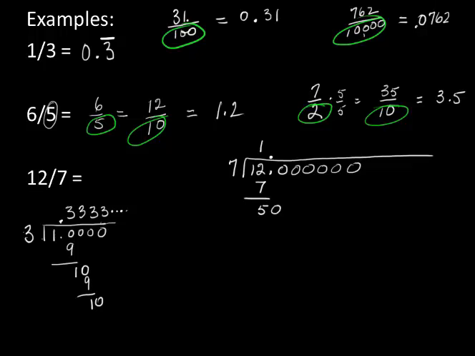7 goes into 50 seven times. 7 times 7 is 49. I get a remainder of 1. Bring down this 0. 7 goes into 10 once. 7, I have a remainder of 3. Bring down the 0. We haven't started repeating yet. Let's see, 4 times 7 is 28, remainder of 2. Bring down my 0. Oh boy, I think I'm going to run out of room. 7 goes into 20 twice. 2 times 7 is 14. And I have a remainder of 6. I still have not started repeating.